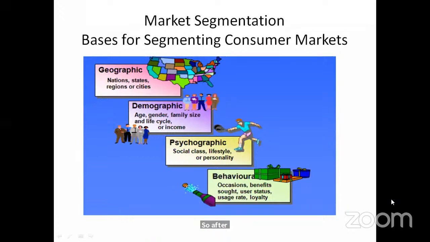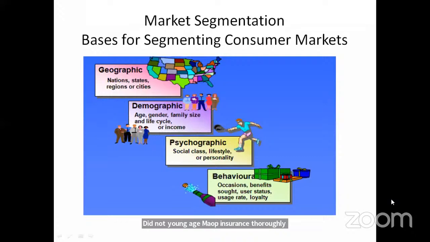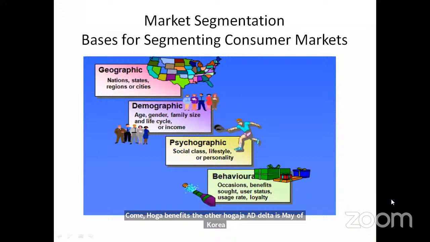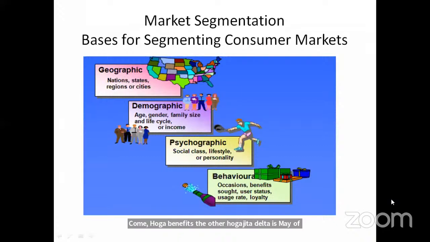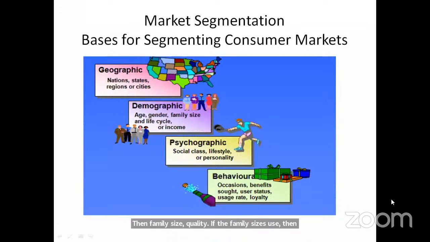Yes, definitely insurance product also came along with the age. जितना young age में आप insurance करोगे, आपका प्रीमियम कम होगा, बेनिफिट ज्यादा होगा. जितना adult age में आप करोगे, प्रीमियम ज्यादा होगा and benefit less होगा. That we understood. Then family size को ले लीजिए. If the family size is huge, then purchasing ability falls down. If the family size is less and everyone is earning, then purchasing ability increases.